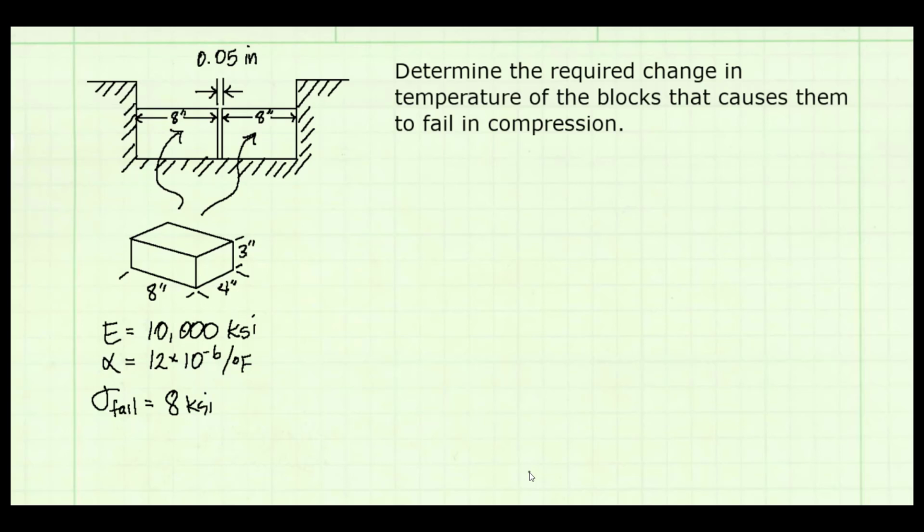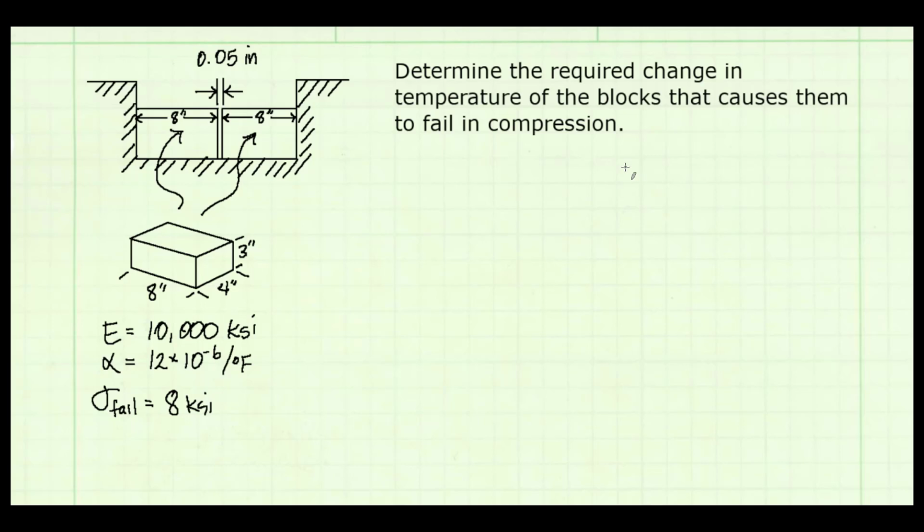Here's a problem that incorporates constrained thermal deflections. We have two blocks situated between rigid supports. The dimensions of the blocks are shown. Also given is the modulus of elasticity of the block material, the thermal expansion coefficient of the block material, and also the stress at which the blocks will fail in compression. There's a gap between the two blocks equal to 0.05 inches. The problem says, determine the required change in temperature of the blocks that causes them to fail in compression.